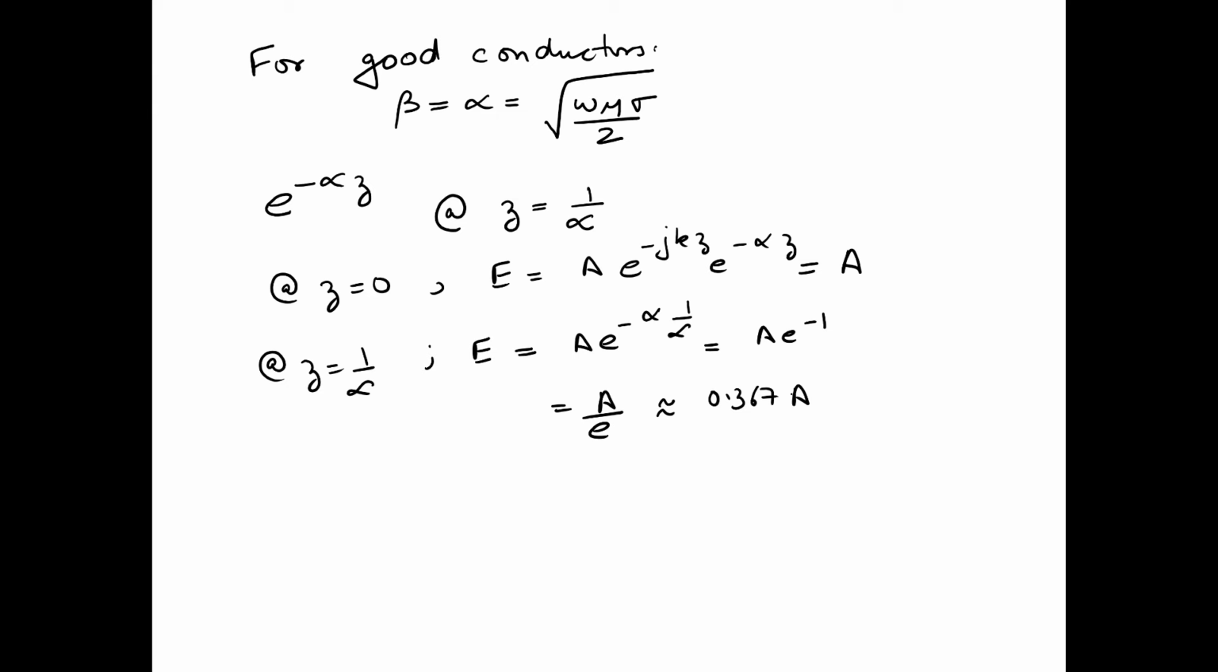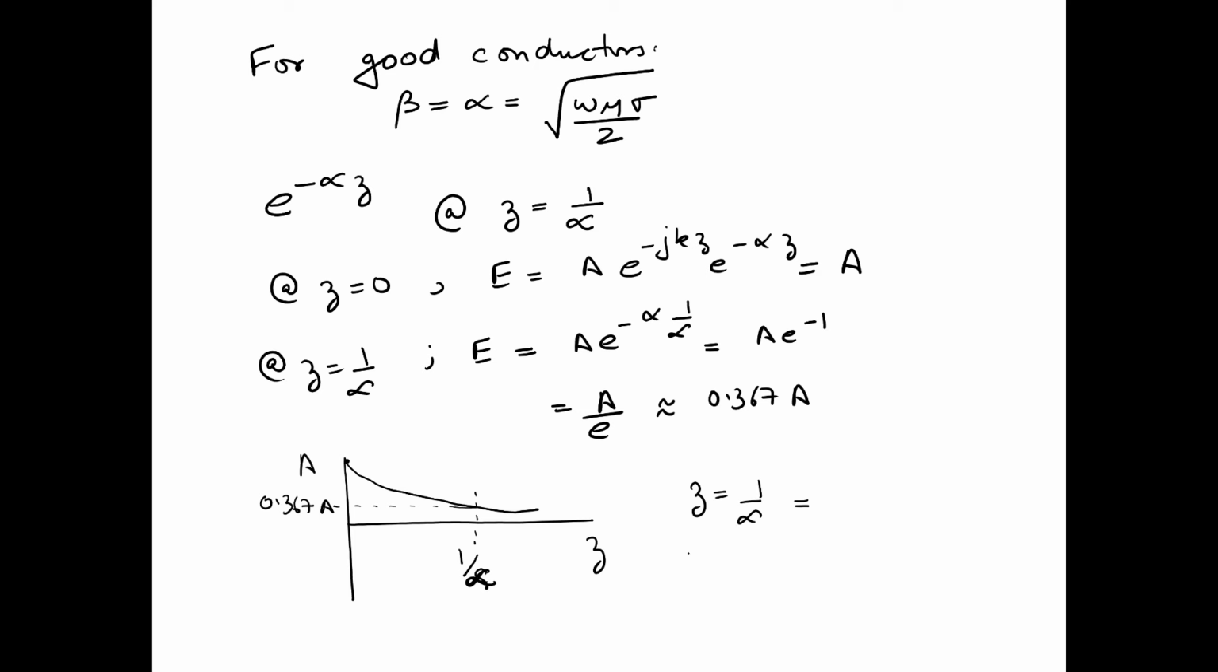The intensity, the electric field value of the wave, decreases within the conductor very quickly. So if I have z in the conductor, I start from A, and as I go further down, this intensity drops. When I go to a distance 1 by alpha, the intensity has dropped down to about 0.367 of A, which I started with. This length z equal to 1 by alpha is called the skin depth.